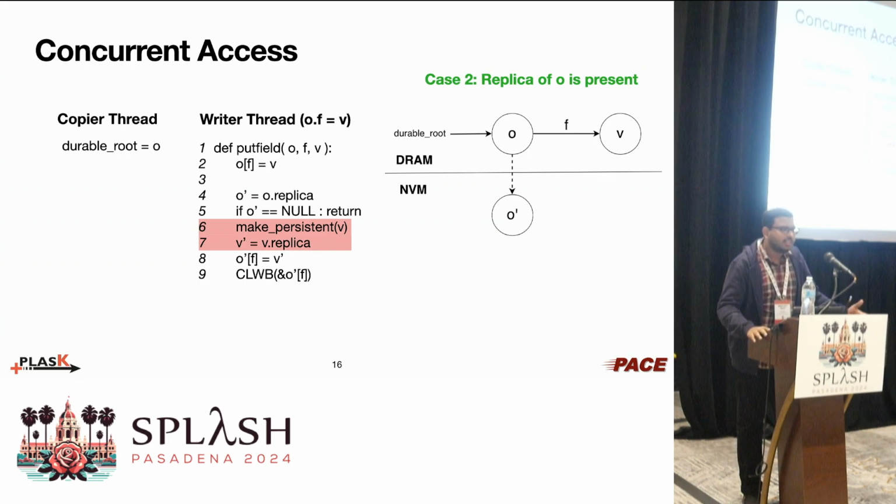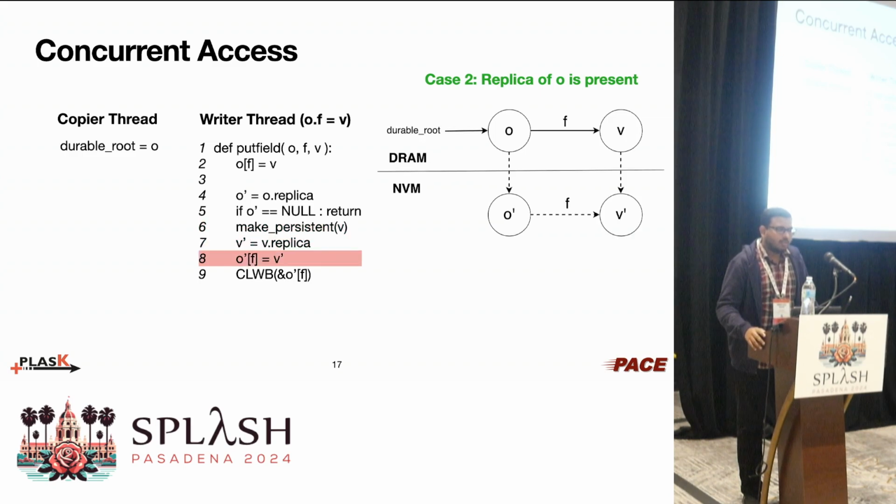And finally, we read V's replica, and what we do is we basically add the pointer for the NVM copy also, and finally we again get a consistent state where objects O and V both have copies on the NVM as well. And again, this is also a correct case.